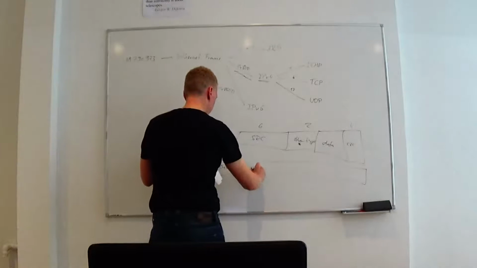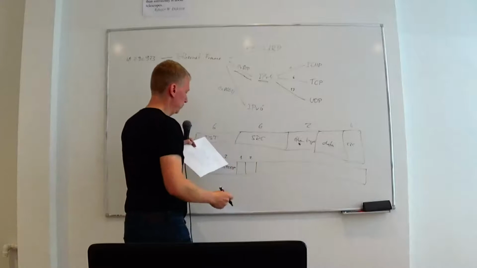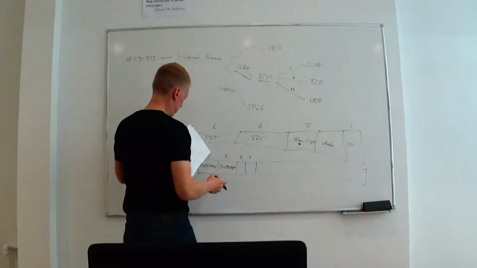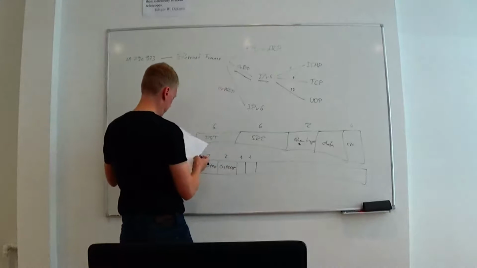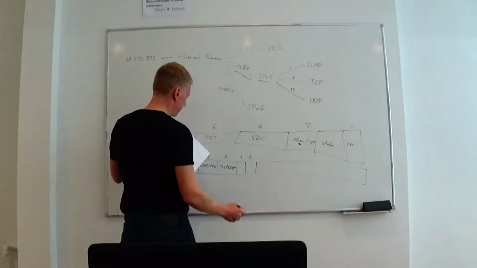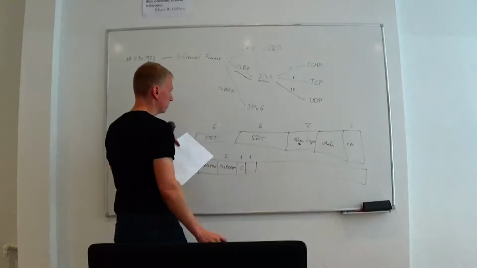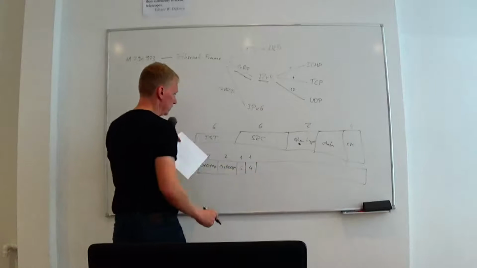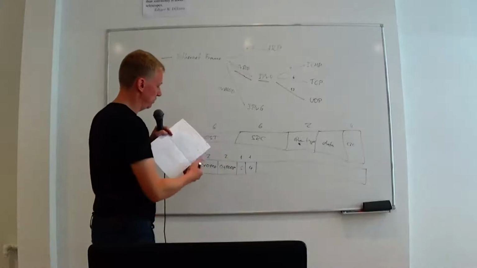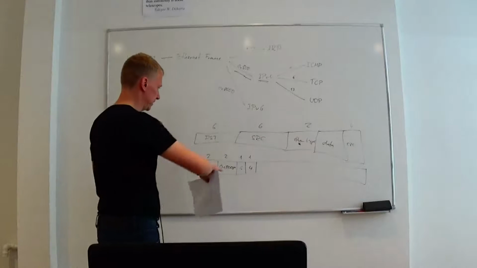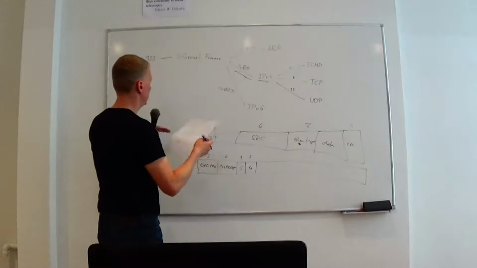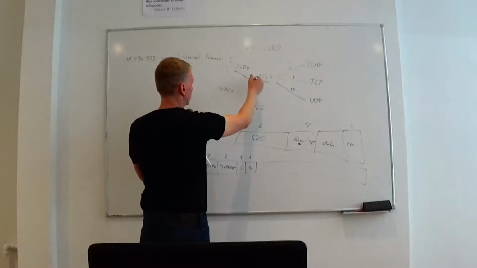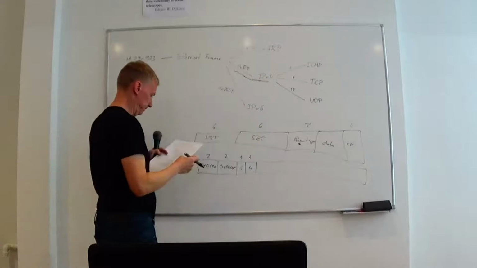Then you have 2 fields of size 1 byte, which tell you the size of the hardware address. So this would be 6, because MAC addresses have size 6. And here we have 4 because IP addresses have size 4 bytes. So this is the size of a hardware address, and this is the size of the logical address, an IPv4 address.